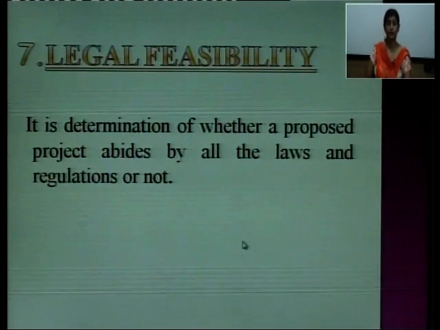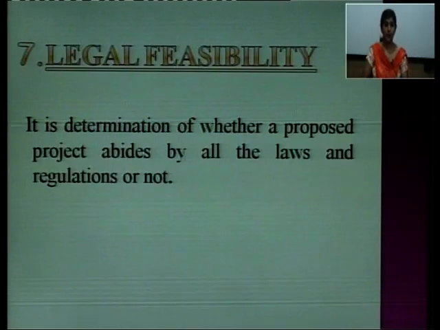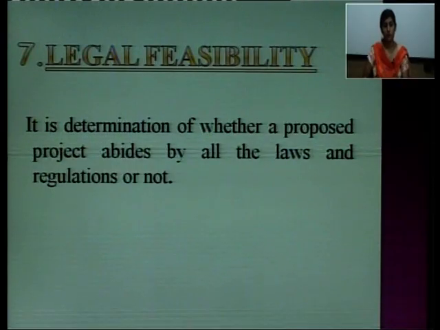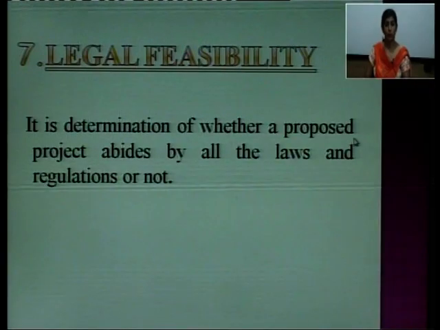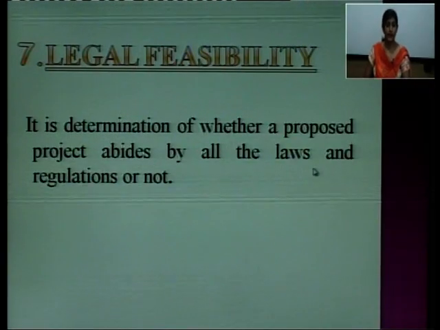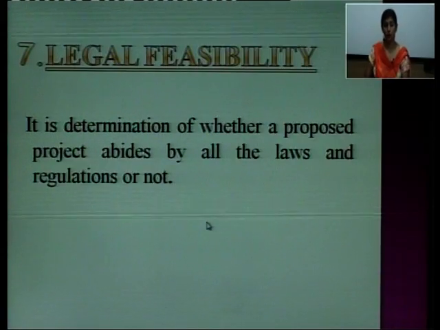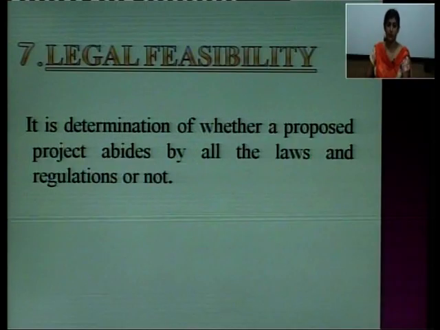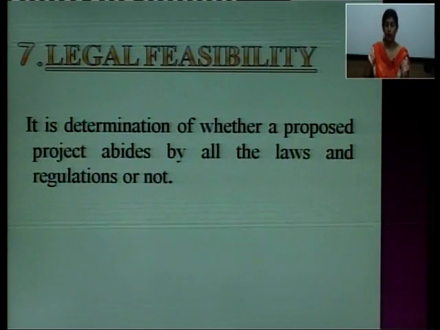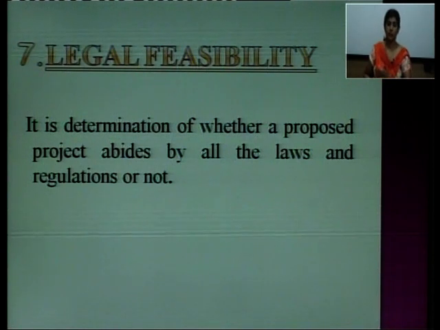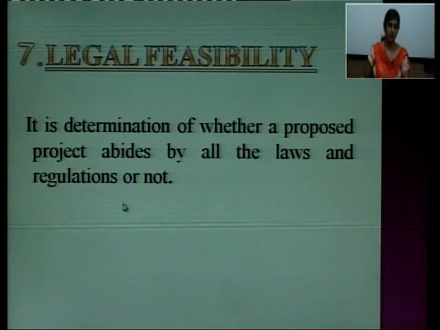Now next is legal feasibility. As the name applies, it follows all the laws and the rules that are fixed for that product. It is the determination of whether a proposed project abides by all the laws and the regulations or not. Obviously, if any project is not following the laws, it is again not a feasible project, product or system. If it is following the instructions, laws and rules, then we say that the project is feasible and is accepted by the users or the management.